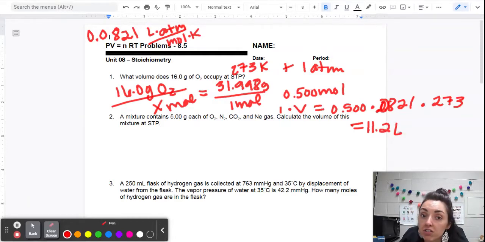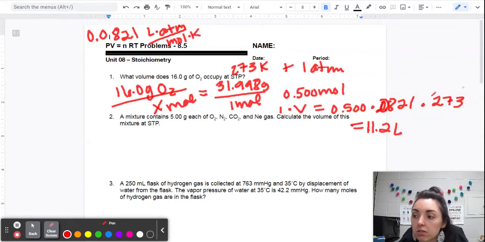So it's nice. We have an equation. As long as we have pressure, temperature, and volume, we can figure out moles. Or if we have moles, and a couple of the other ones, we can figure out whatever other variable we need. Remember, R doesn't change. R is always 0.0821. We never have to solve for R.